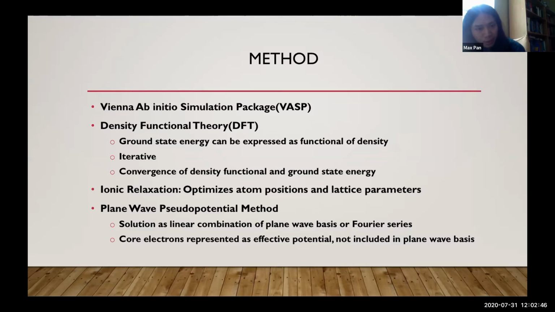Another process that is utilized is ionic relaxation, which optimizes the atom positions and lattice parameters. Furthermore, the plane wave pseudopotential approach is used, in which the solution is a linear combination of plane waves, and the core electrons are not included in this basis and instead are represented by an effective potential.